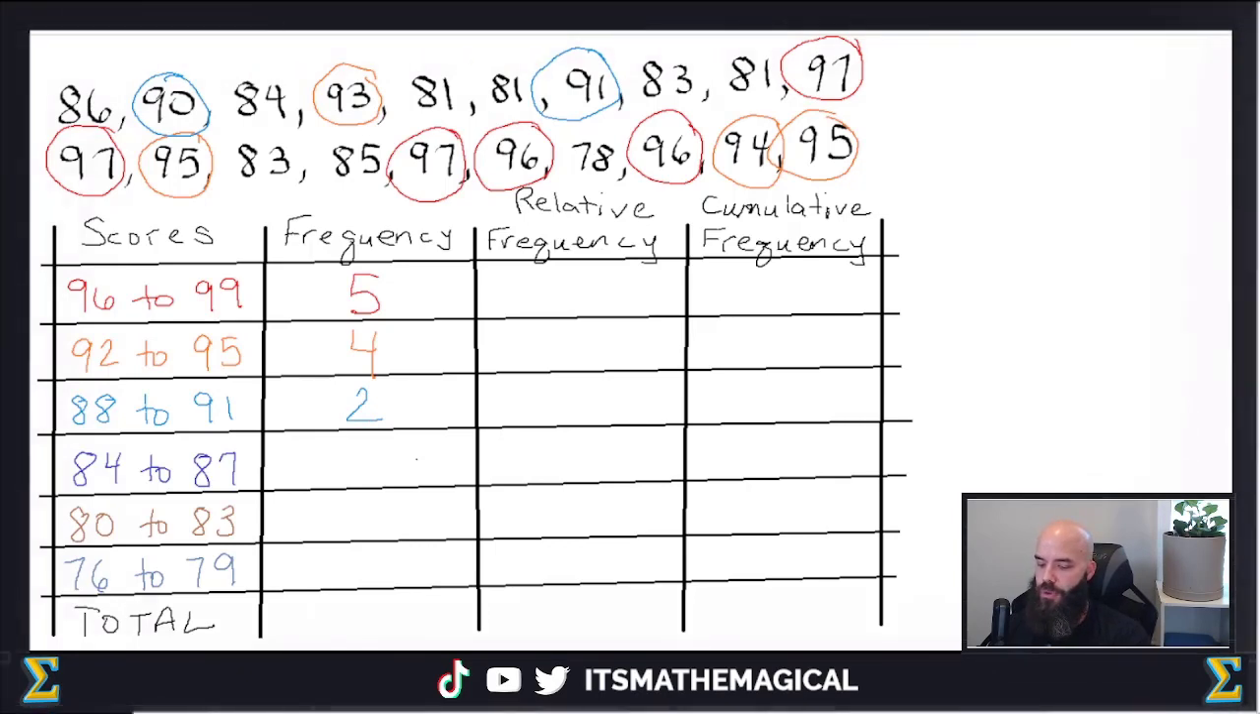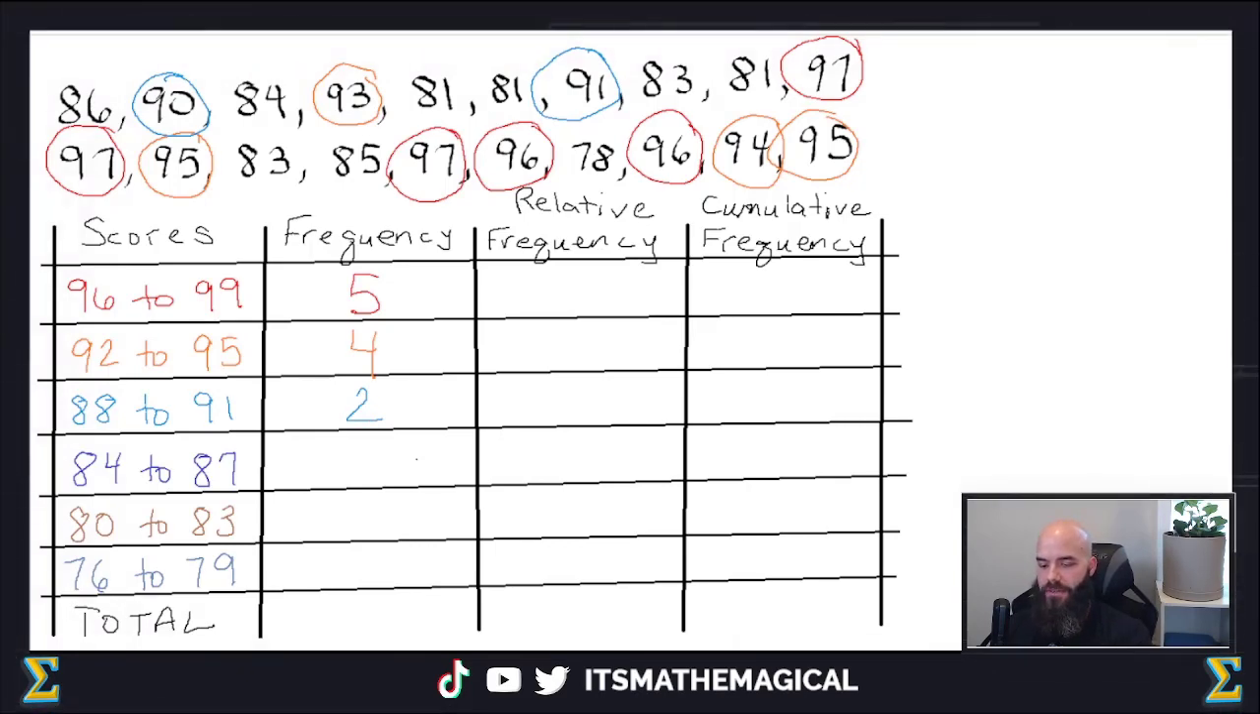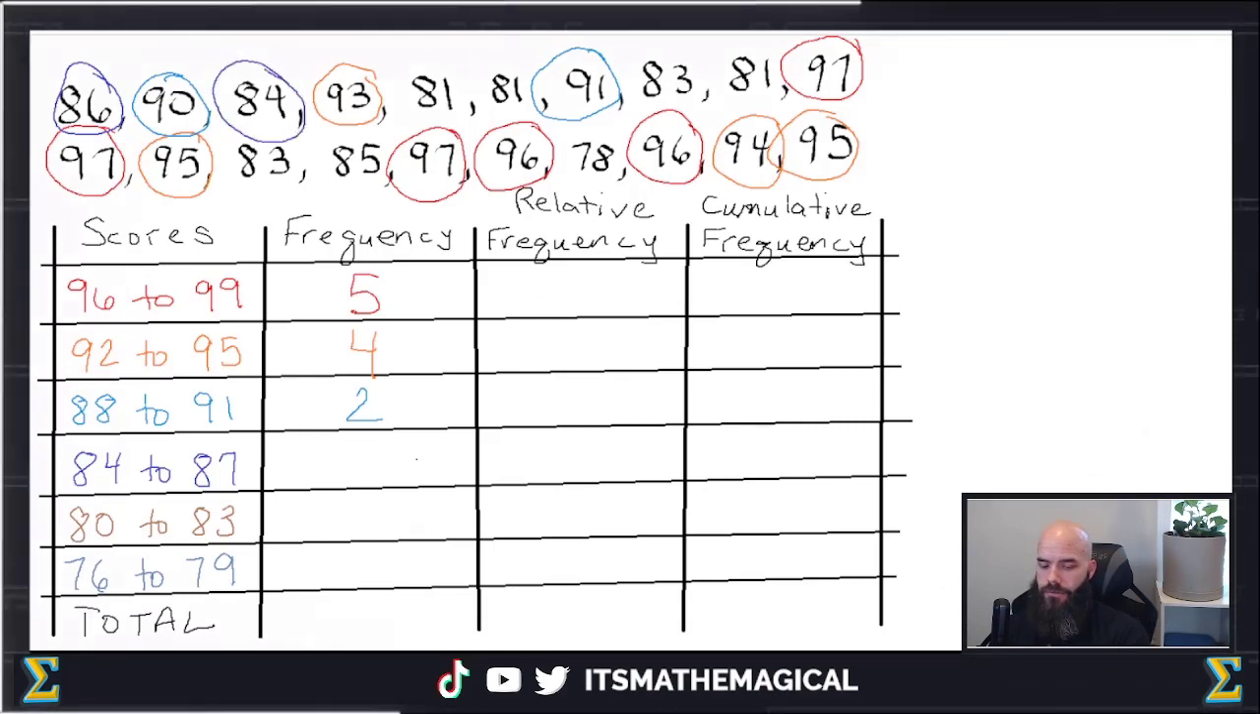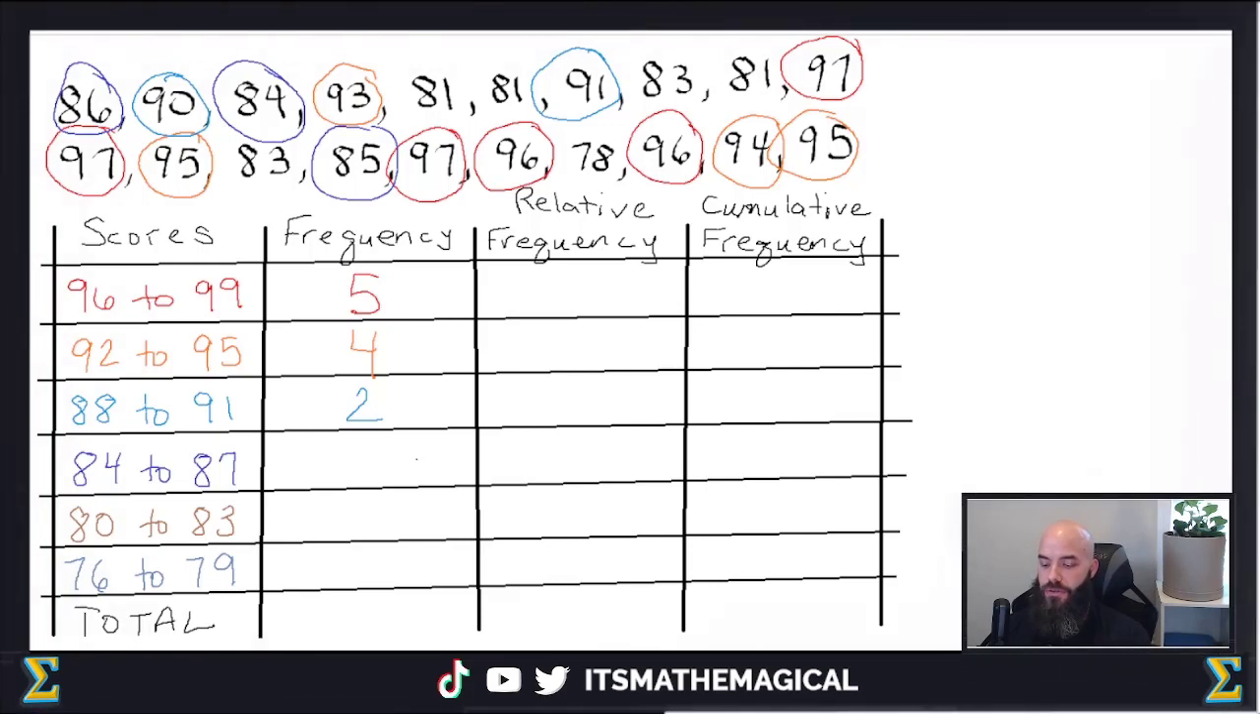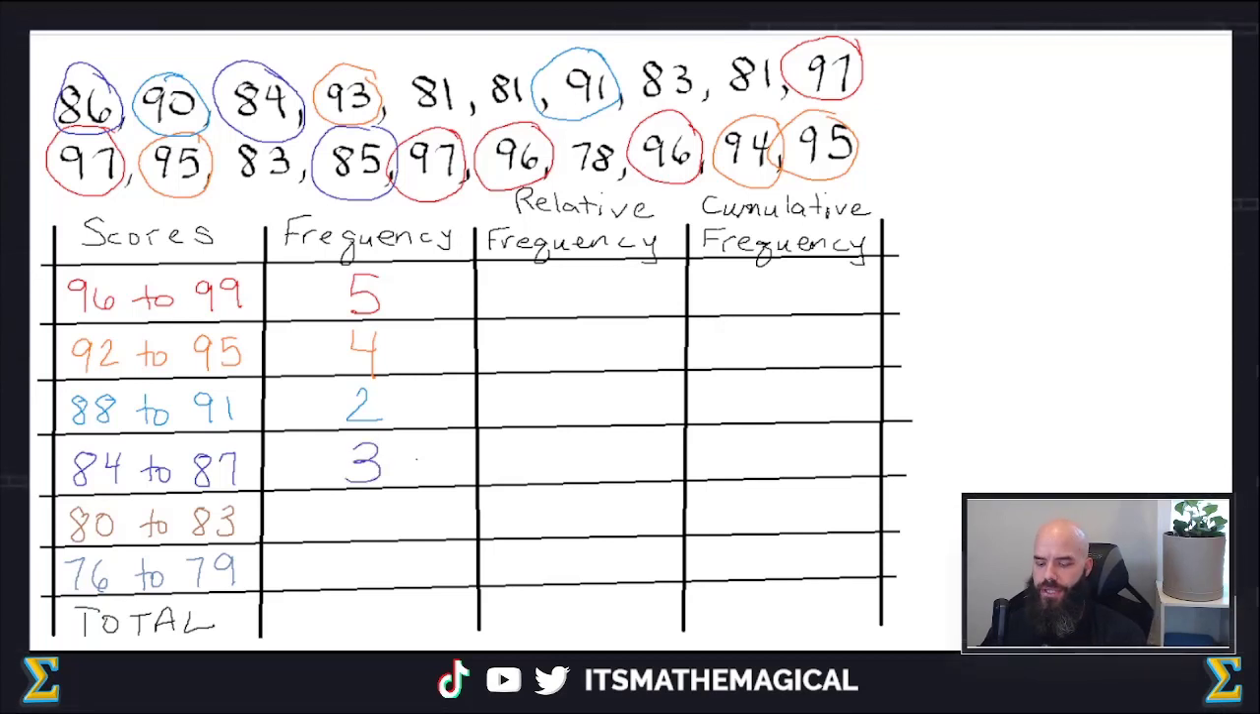All right, now let's go to the next. Let's select this purple, 84 to 87. Well, let's see, 86 fits in that range. 84, let's see here, 85, and that appears to be all. Okay, so how many times did we circle values from 84 to 87? Well, I have 3 purple circles, so I'll put a 3 there.